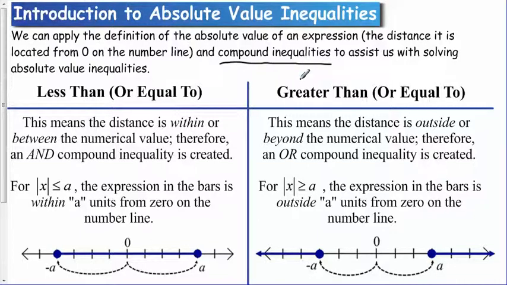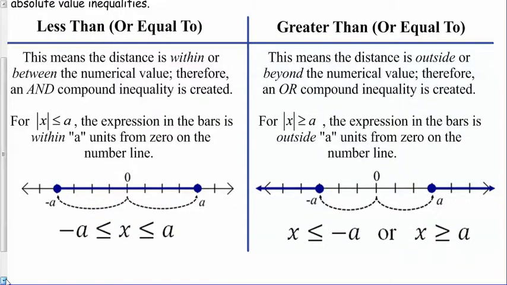Now, there are two types of absolute value inequalities that we're going to be working with. We're going to be dealing with less than or equal to absolute value inequalities, and we're going to be dealing with greater than or equal to absolute value inequalities. Let's first examine less than or equal to.